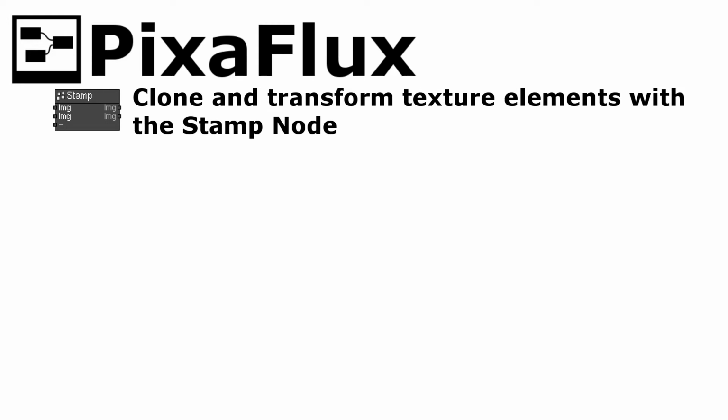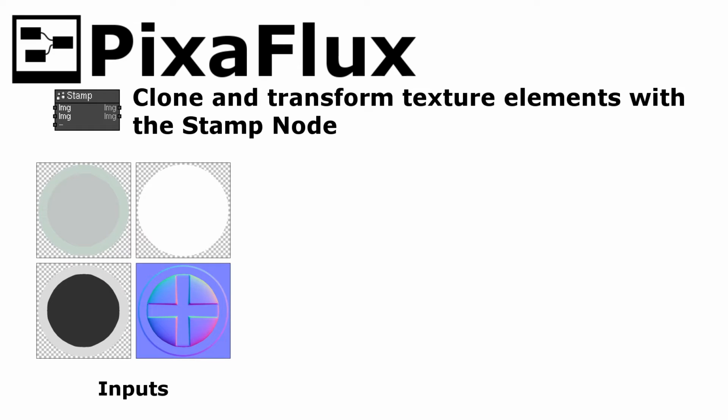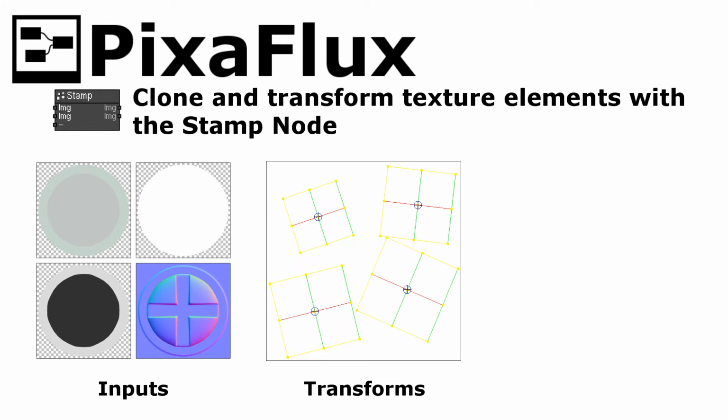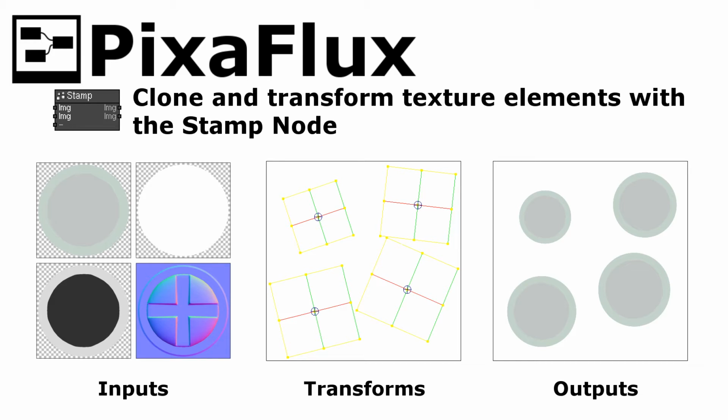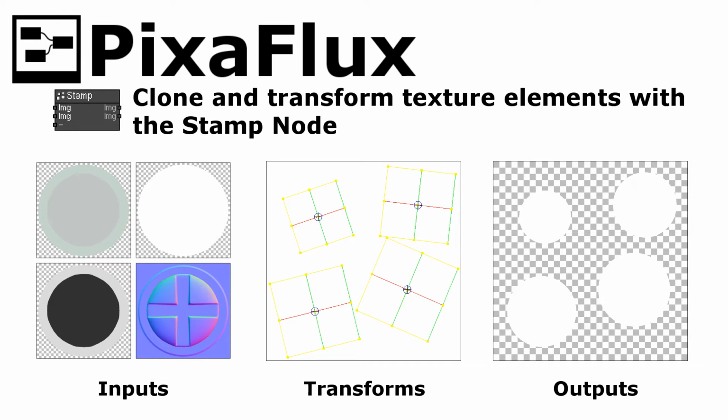Hello, in this PixaFlux view tutorial, you will learn how to clone and transform texture elements in your composition using the stamp node. The stamp node takes as input one or more images and clones them to different locations using transforms. The transform images are blended together with their own keying.